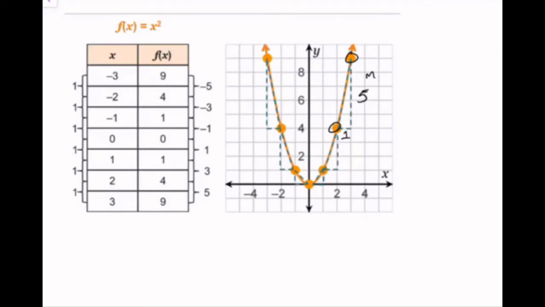Let's find the slope between the next 2 points, the point 2, 4 and the point 1, 1. The rise between those points is 3, and the horizontal run is 1. So the slope is 3 over 1, or 3. When looking at the rate of change of quadratics, it will never be constant.